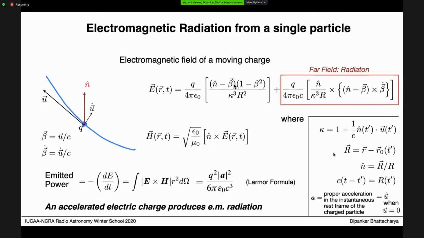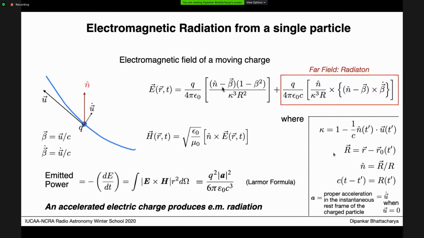There are other factors here which appear because of the motion of the charged particle. So there is a retardation factor. For example, the information takes finite time to go from the charge to the observer. So what you see now is a product of where the charge was when the information left the charged particle. So that factor is taken care of in this kappa.